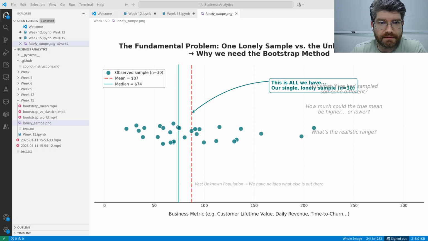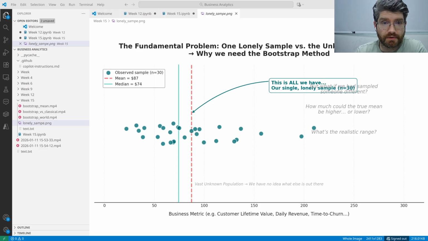Let's solve the single most terrifying problem in business analytics, the lonely sample. Look at this plot. This is your reality. You ran one A/B test. You have 1 month of customer churn data. This dataset is skewed, messy, and finite.